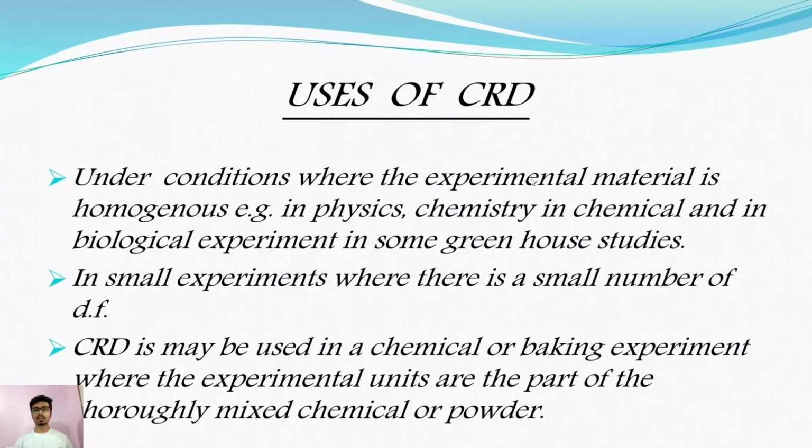And then we are going to see the usages of CRD. These usages of CRD are under conditions where the experimental material is homogeneous, that is in physics, chemistry, chemical, and in biological experiments, in some greenhouse studies. In small experiments where there is a small number of degrees of freedom. CRD may be used in a chemical or baking experiment where the experimental units are part of a thoroughly mixed chemical or powder.